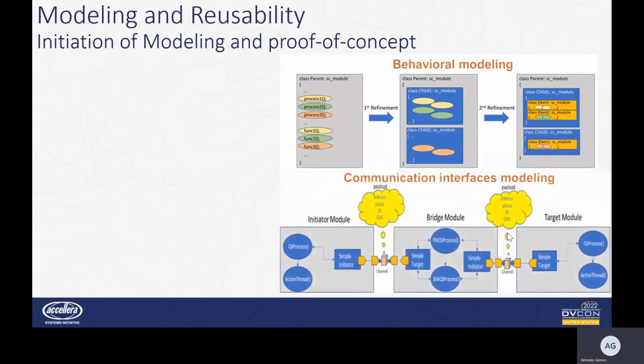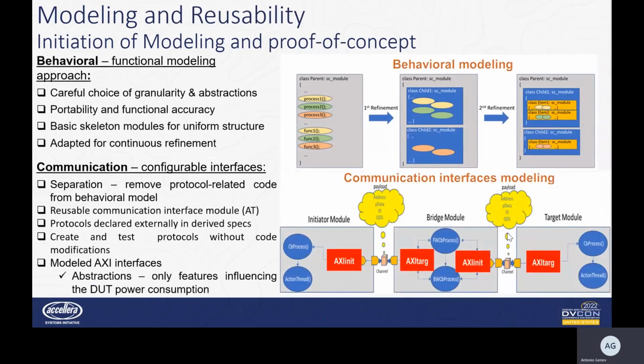The main components tested here are based on the IXI communication protocol. Therefore, we have modeled its main functionalities with some abstractions because we have targeted specific IXI features which have direct influence on the power consumption of the chip.